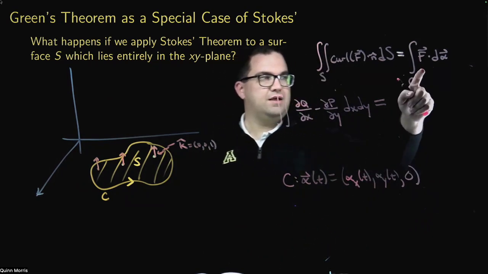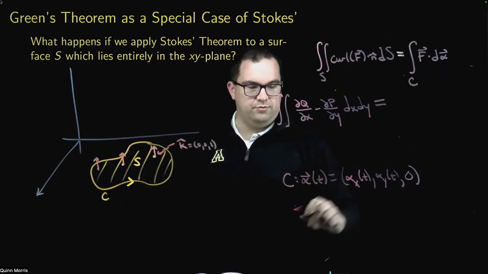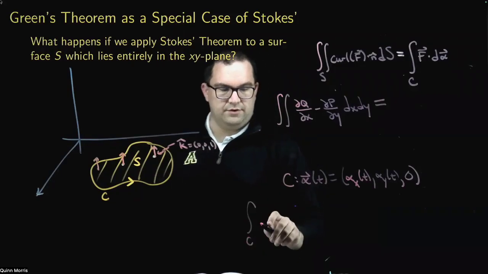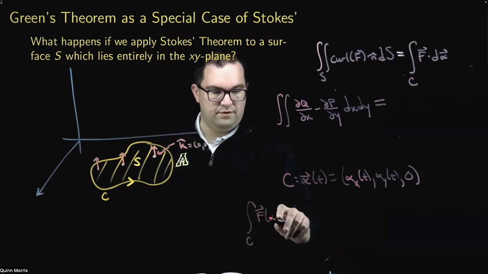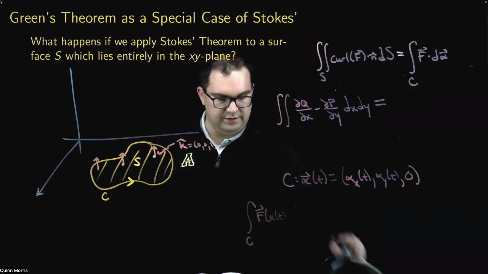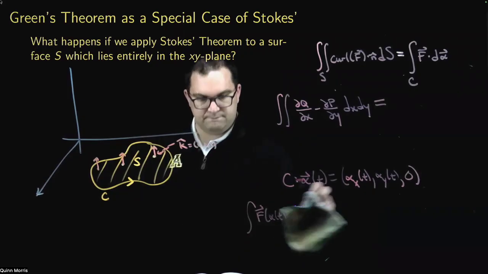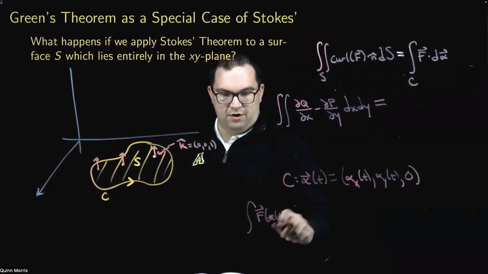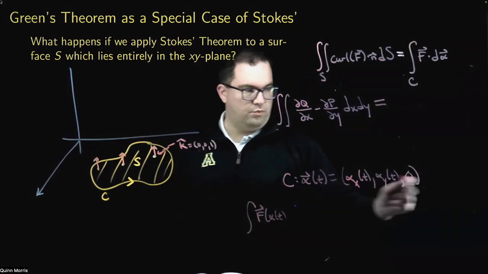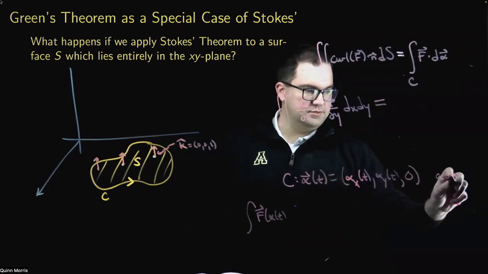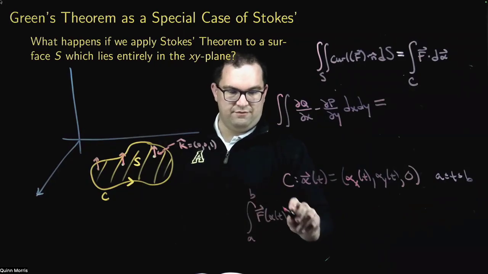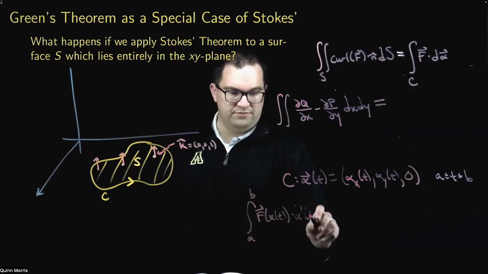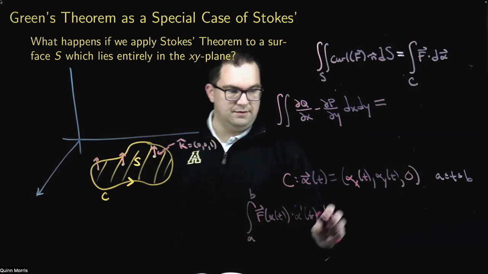So when we go to think about what this actually is, the way we normally think of this line integral is the integral of f of alpha of t, for whatever t varies over. Say t is between a and b. This would be the integral from a to b of f of alpha of t dotted with alpha prime of t dt.